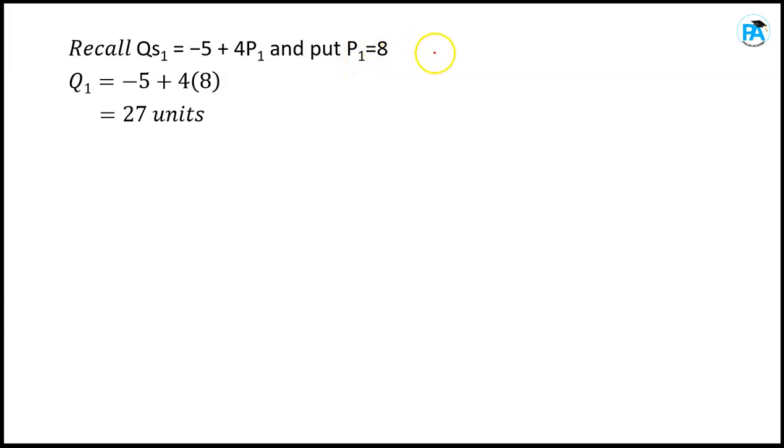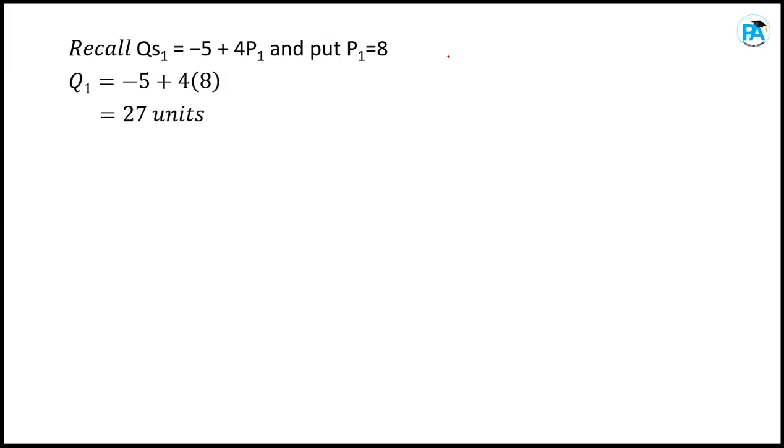If the price was in Ghana cedis, you would write Ghana cedis, GHC, so 8 Ghana cedis or GHC 8.00. If the price is in dollars, you write dollars. If the price is in cedis, don't go and write dollars.